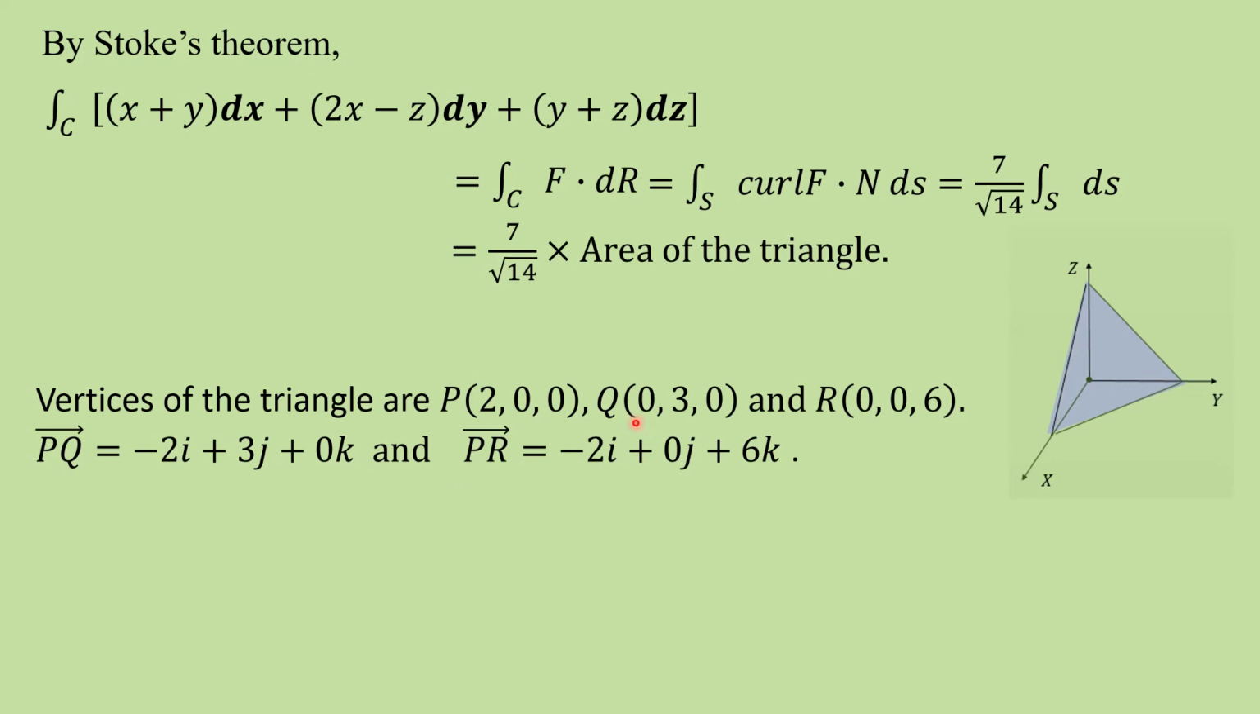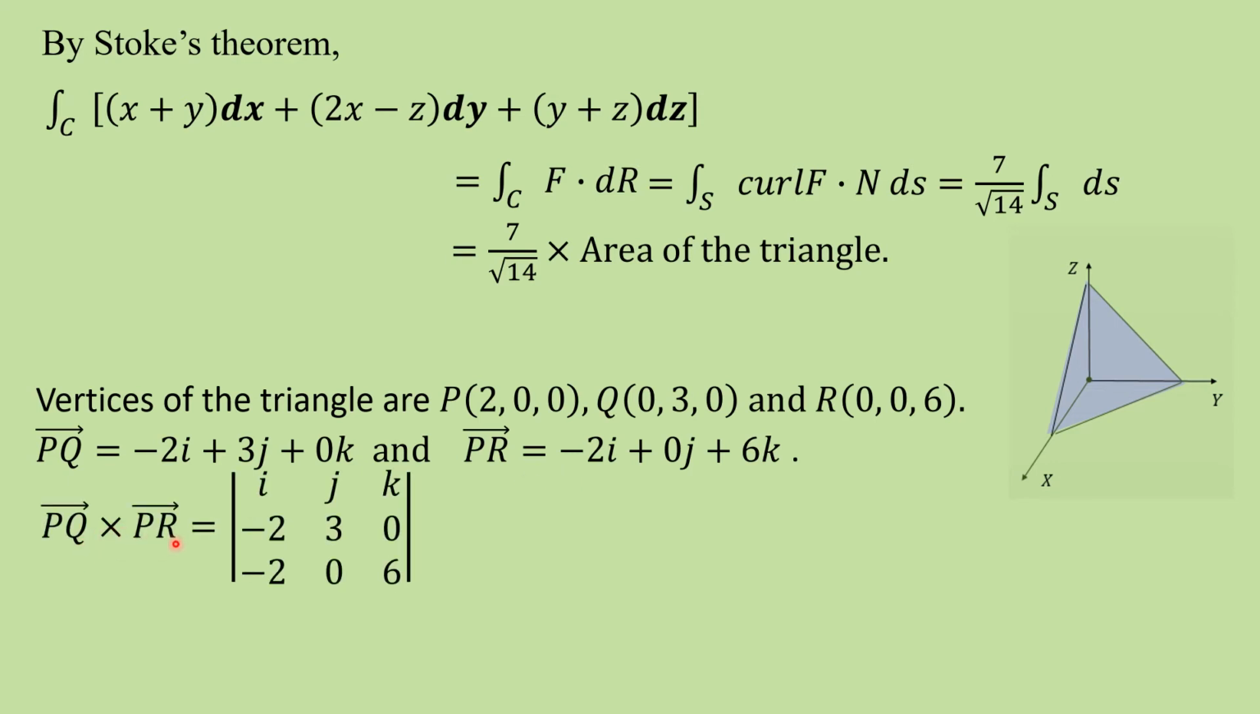PQ is nothing but the position vector of Q minus the position vector of P, OQ minus OP. So I get 0 minus 2, that is minus 2i, 3 minus 0, that is 3j, plus 0 minus 0, 0k. So PQ is minus 2i plus 3j plus 0k, and similarly PR you can take as minus 2i, 0 minus 0, 6 minus 0. The components are minus 2i, 0j plus 6k. So now go for the cross product between these two.